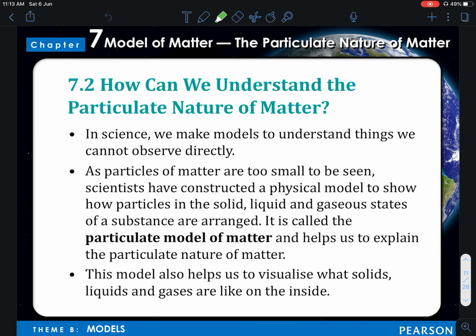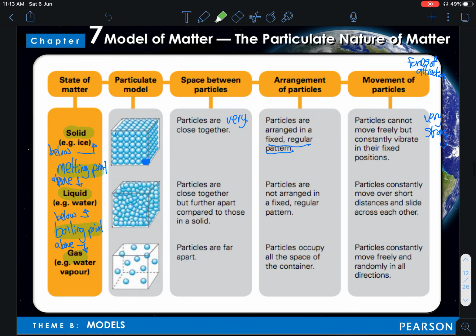Okay, hello everybody. Today we'll be talking about using the particulate nature of matter, and then slowly also try to visualize how the particles are arranged and move within the solid, liquid, and gas states. We can see that there are three main states that we have studied so far: your solid state, your liquid state, and the gaseous state.